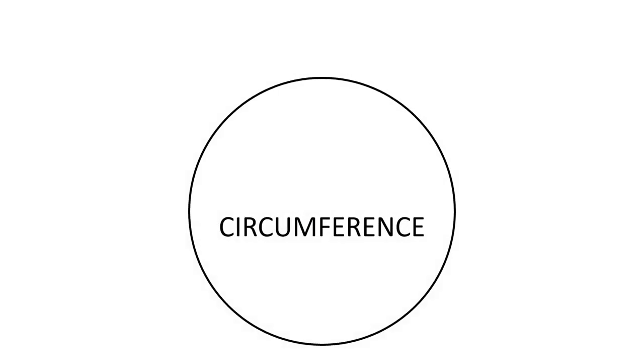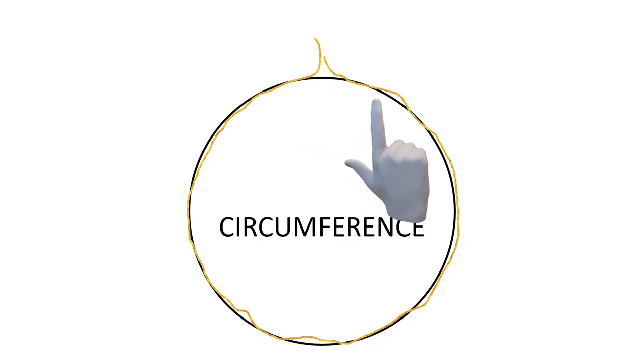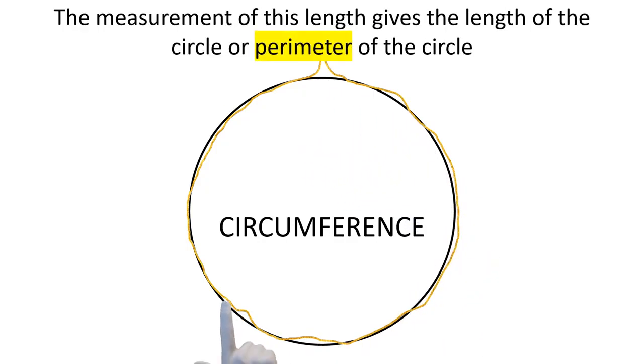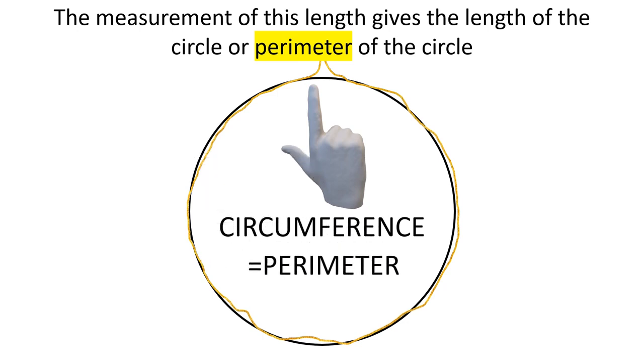Our next topic is circumference of a circle. Let's do an activity. Wrap a thread along the boundary of a circle so that the thread reaches the starting point once again. Cut the thread from this point and measure it. The measurement of this length gives the length of the circle or perimeter of the circle. And perimeter of a circle is called the circumference of the circle. So we can say that circumference is equal to perimeter.